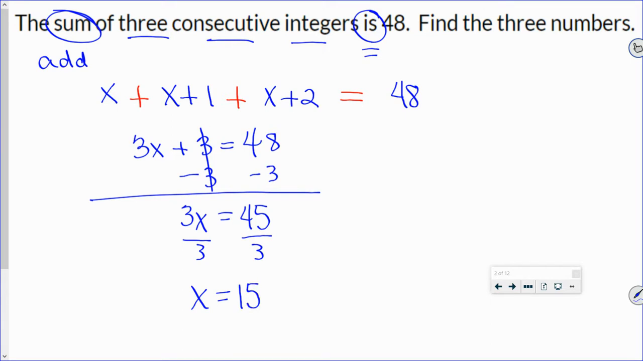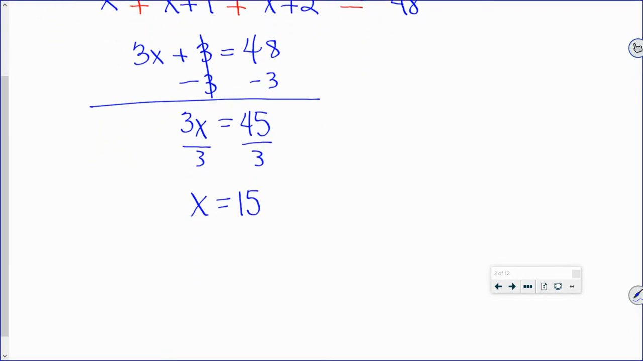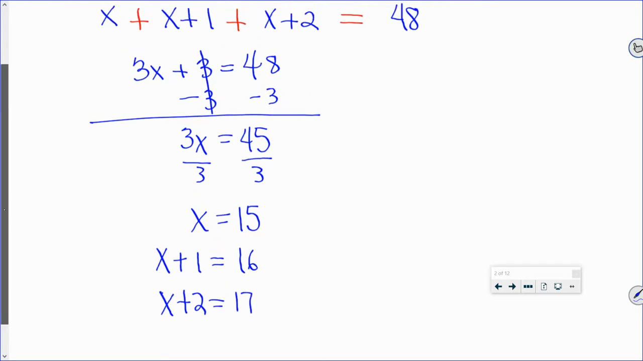So what I did is I found my first integer. Remember, my second integer then is x plus 1. So that's 15 plus 1, or 16, and x plus 2, which is 17. So if I add those 3 up, I get 48. So I've solved it.